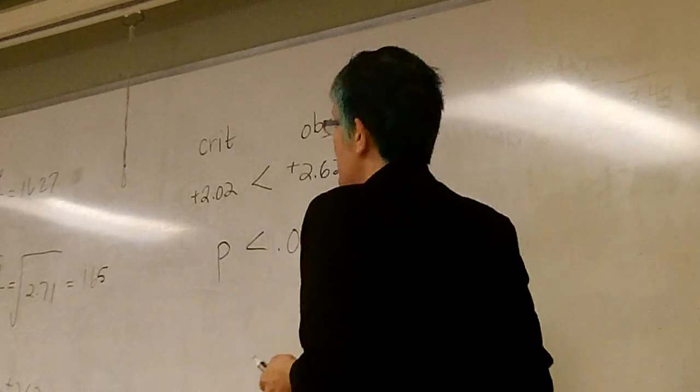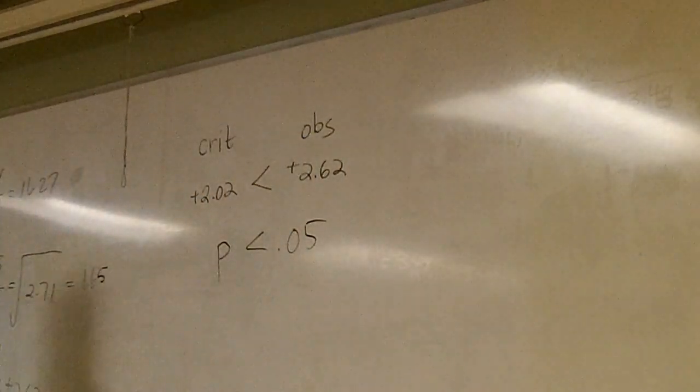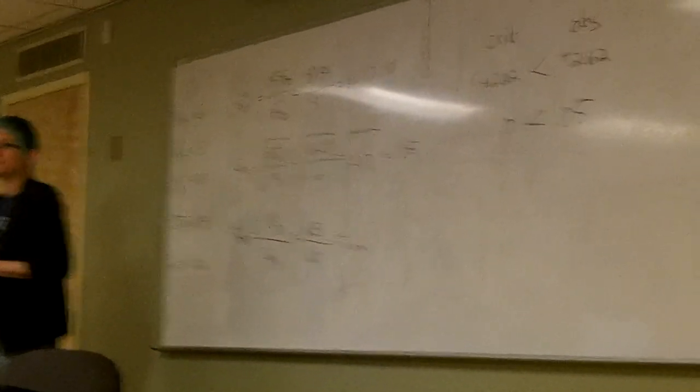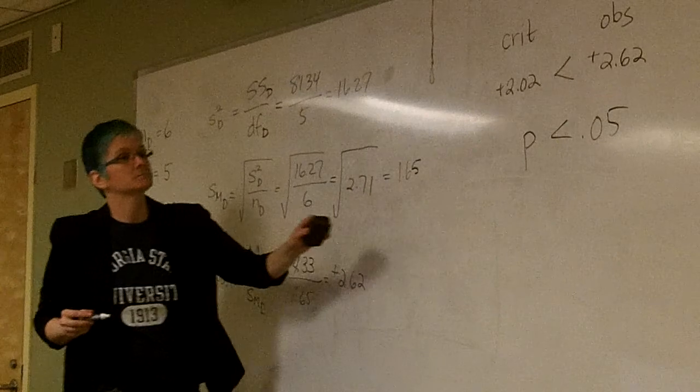Okay, so we've evaluated the null hypothesis. Now we want to do effect size. Everybody okay with all these numbers before we hop on effect size? Everybody knows where they came from?